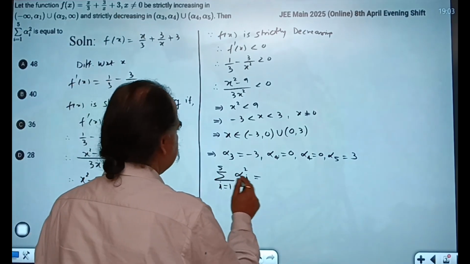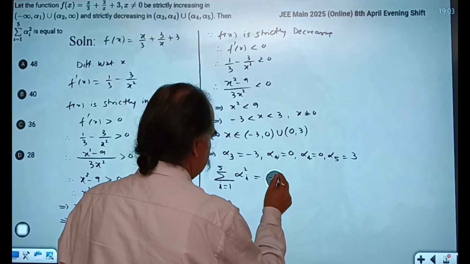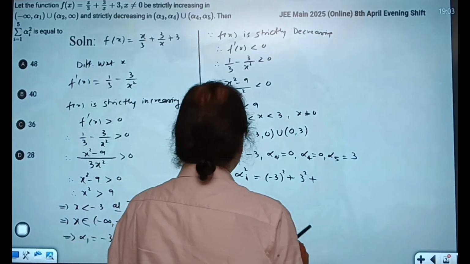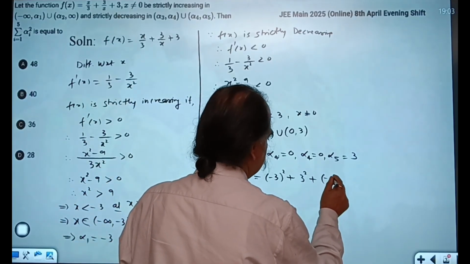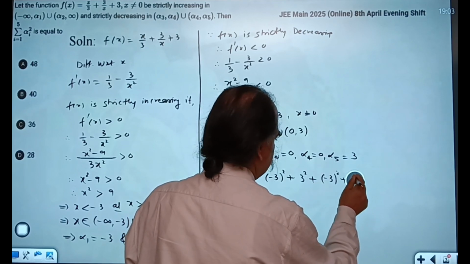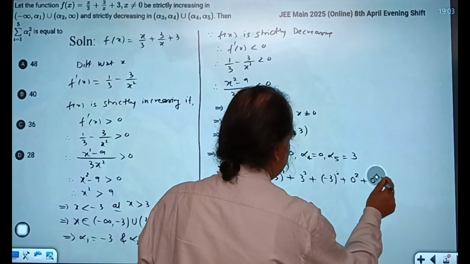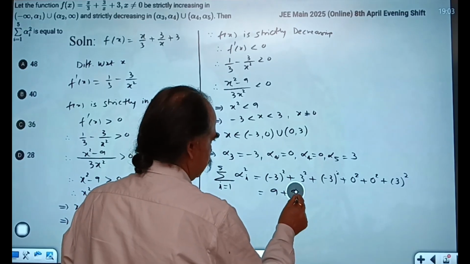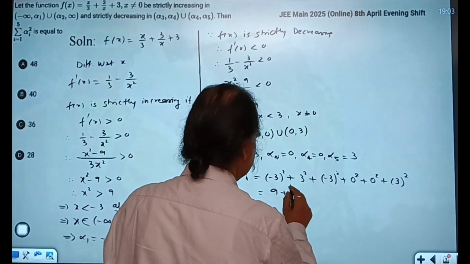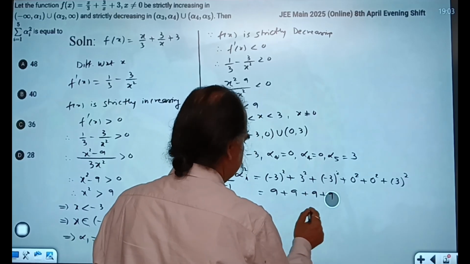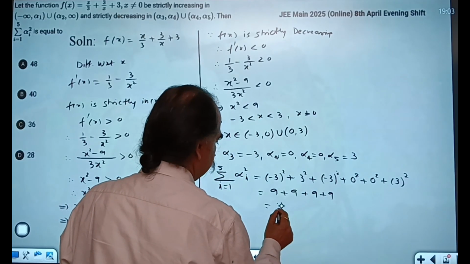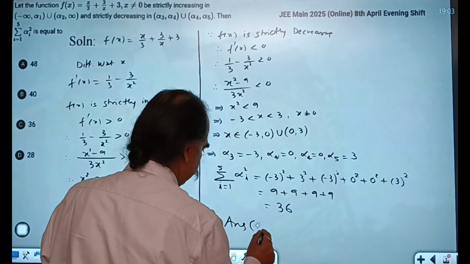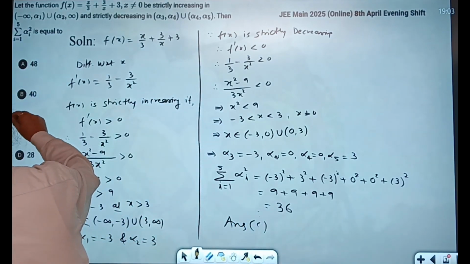That will be minus 3 square plus 3 square plus minus 3 square plus 0 square plus 3 square, which will be 9 plus 9 plus 9 plus 9, that is 36. Answer is C. C is the answer.